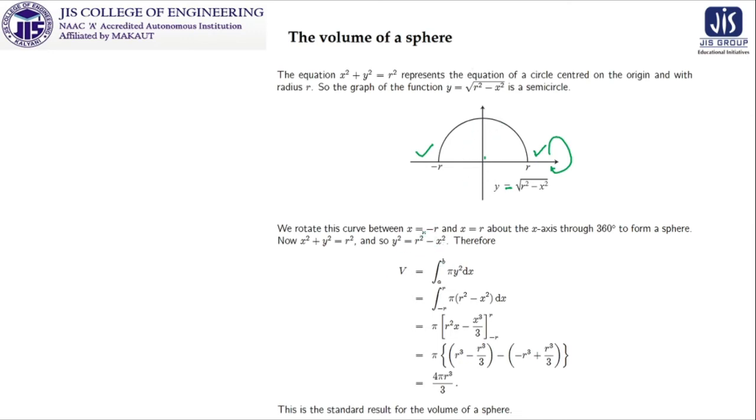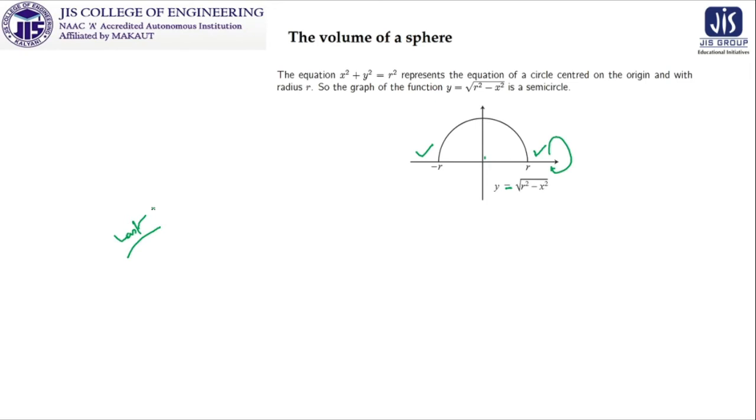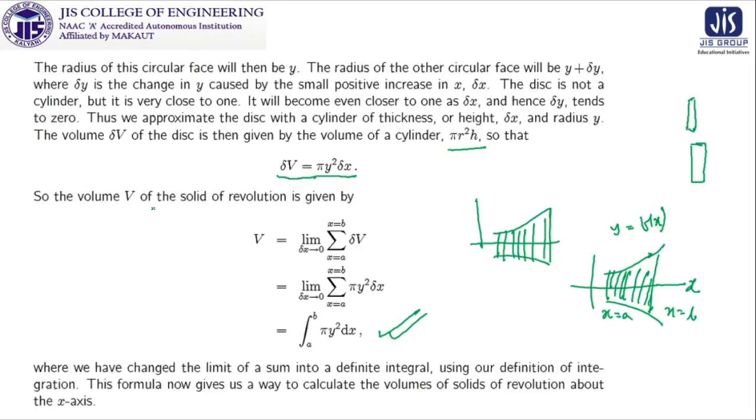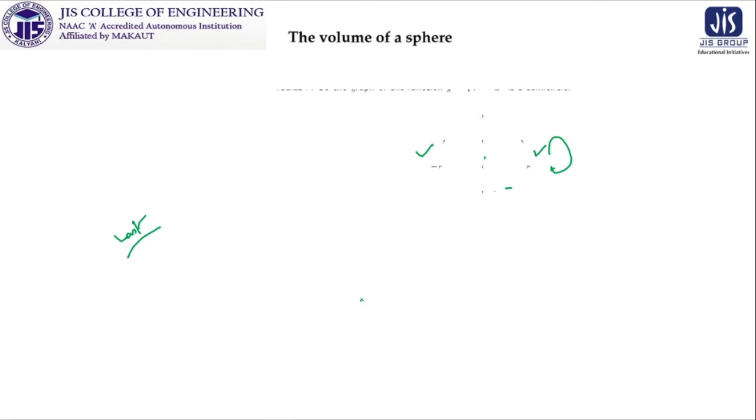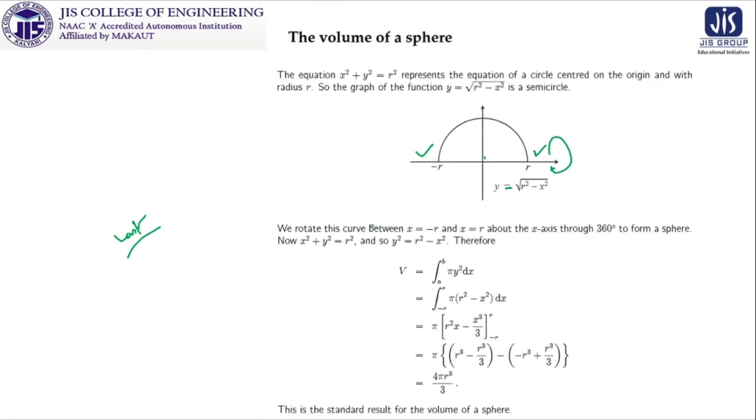So according to the formula what we have just discussed in the last page, what was that? Look at this, check one more time. This is nothing but this one. So we have to use this formula. So the formula gives us V is equal to integration a to b pi y square dx. So minus r to r pi (r square minus x square) dx.